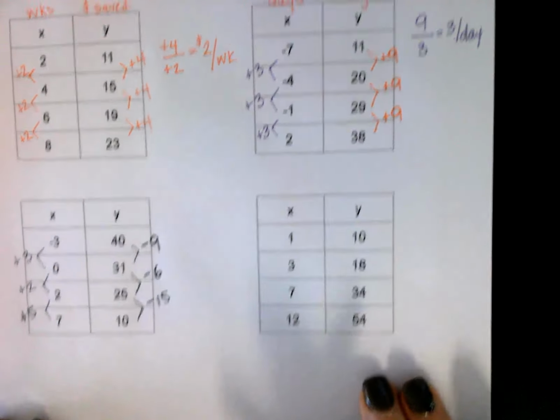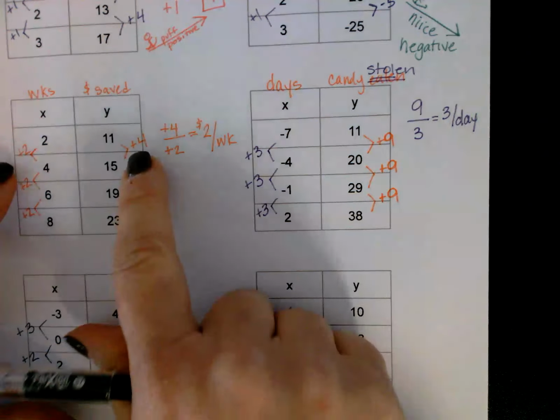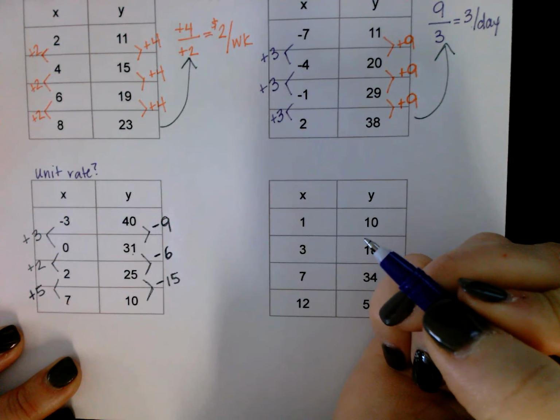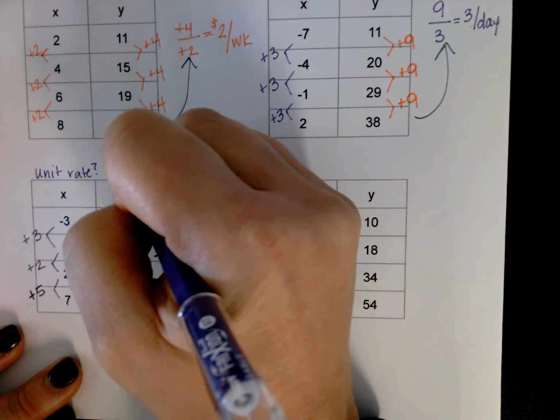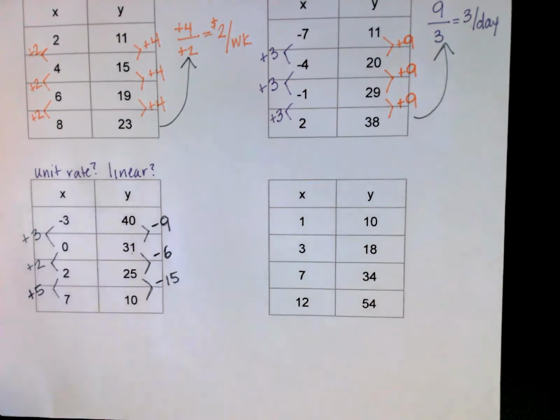Oh, all the other ones, because they were constantly changing in the x's and the y's by the same number, I could just write this ratio each time. Over here, I can't. So then we have to begin to ask ourselves, is there a unit rate? If I graph this, would it create a straight line? Will this be linear? Will it make a perfectly straight line?